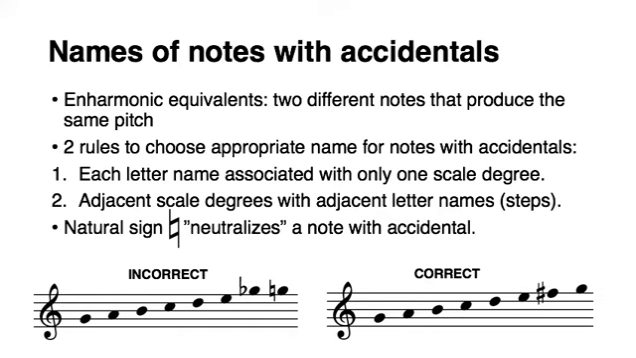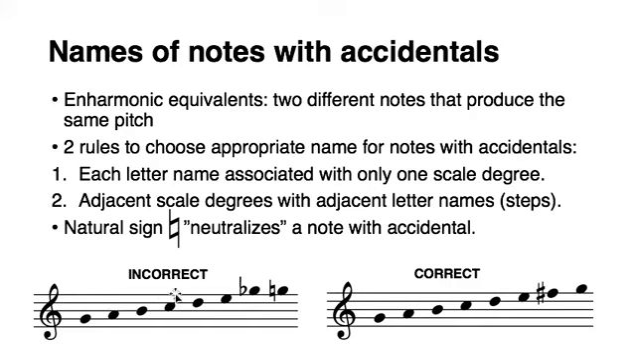These two rules hold true for all major and minor scales, and they help us choose the appropriate name for the black keys and sometimes even for white keys. That is, whenever we need accidentals and we need to choose between the enharmonic possibilities, is it a flat or is it a sharp? Those are the rules that help us choose between those two options.